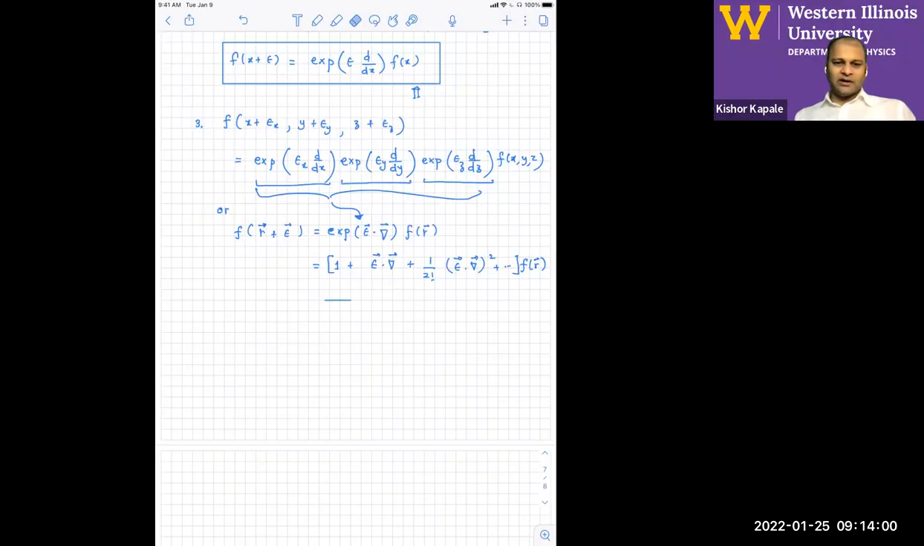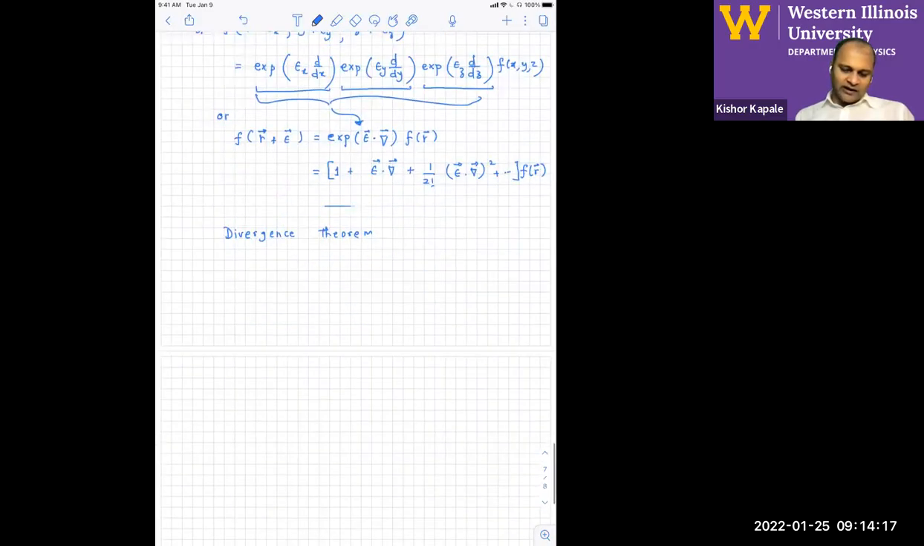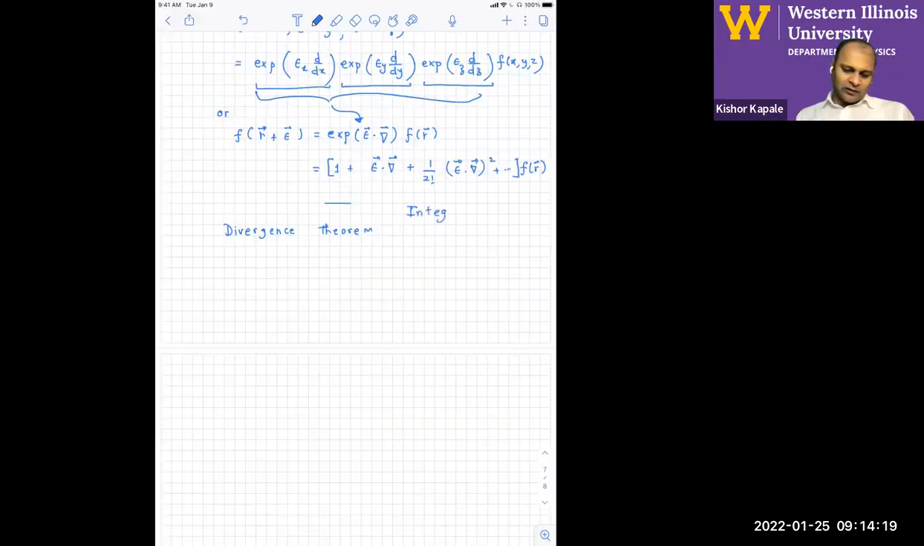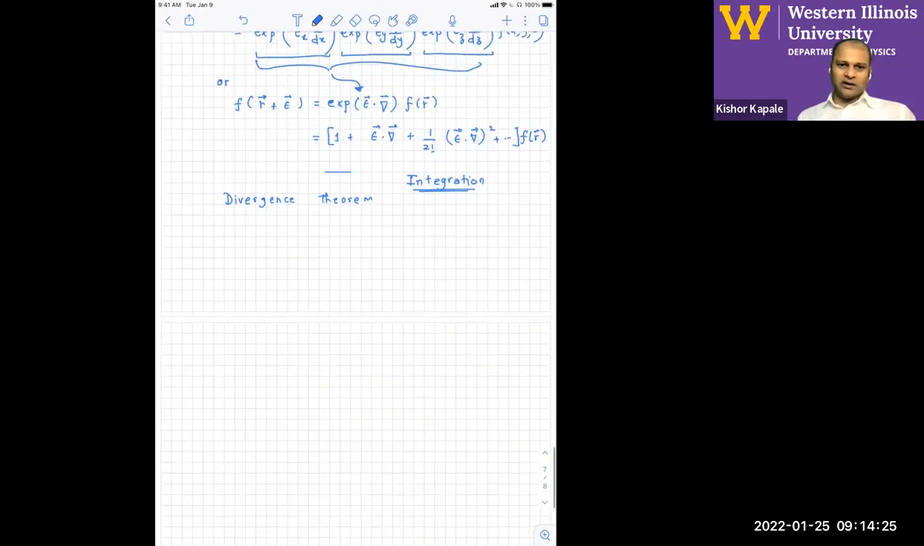Now I'm going to quickly state the divergence theorem and the Stokes theorem. These are now integrations of vector fields. So far, we have been worrying about the derivatives of the vector field. The divergence theorem says if you take a volume integral of the divergence of a certain vector field, then that is equivalent to the flux of the field passing through a surface.